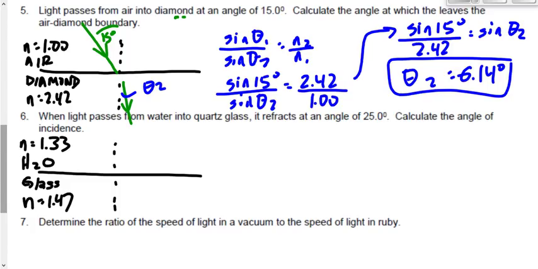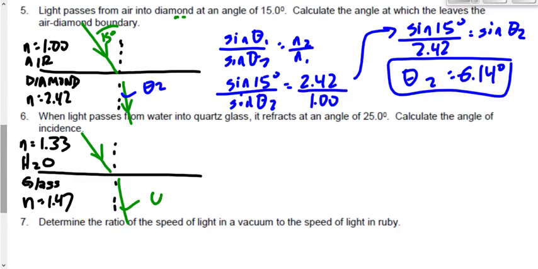All right, so it's going from water into quartz glass. It's going this way. It refracts at an angle of 25 degrees. Is it going to bend toward the normal line or away from the normal line here? In other words, is theta going to go up or down? It's going to go down because the index went up. Theta is going to go down.